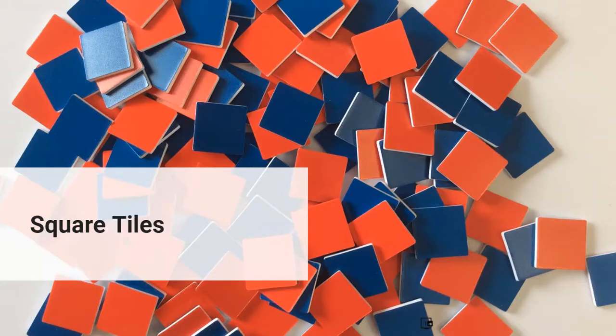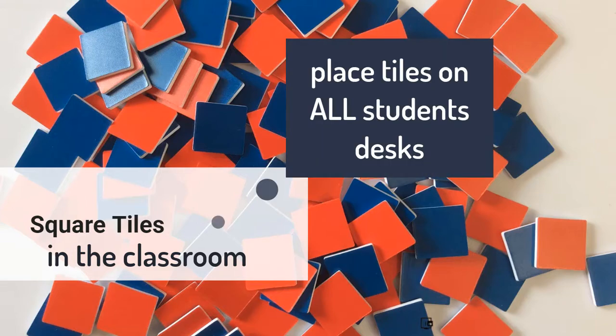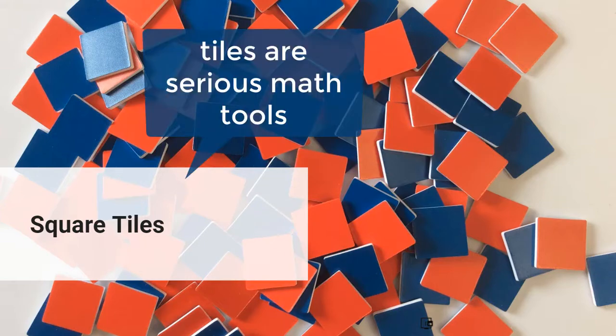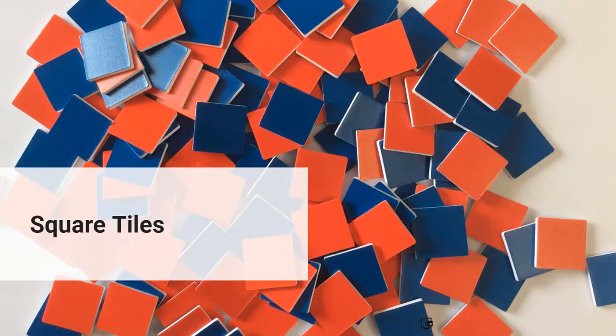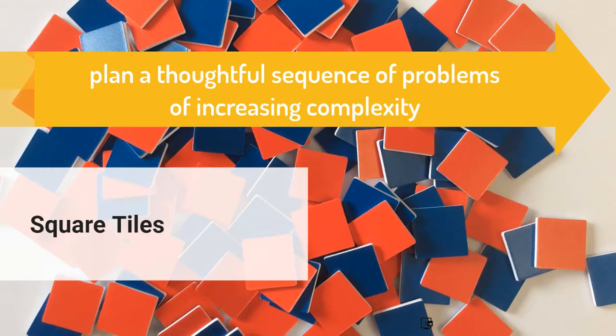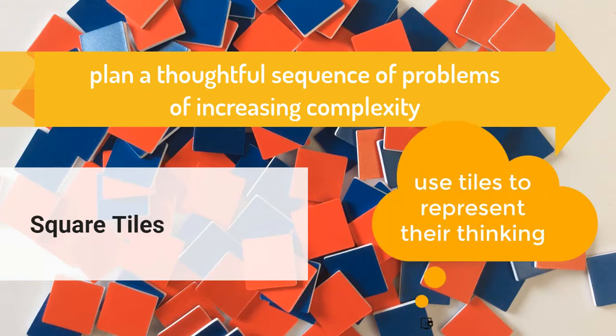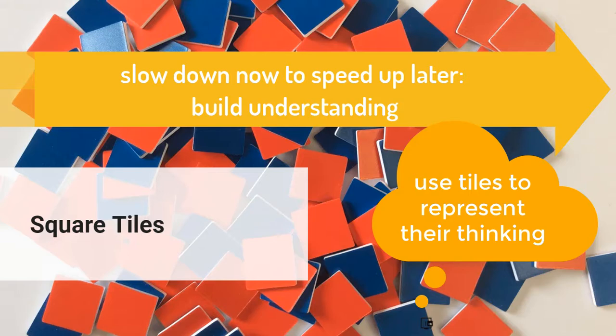What does that look like in the classroom? Well, we might begin by just getting out the square tiles, putting them on all students' desks so that we get rid of that stigma students often associate with manipulatives and help them understand that they're serious math tools that we can all use to better understand the math. And once they're on every student's desk, we might take them through a thoughtful sequence of problems to let them just represent their thinking with the tiles before we think about moving to a visual or a more algebraic representation of that thinking.